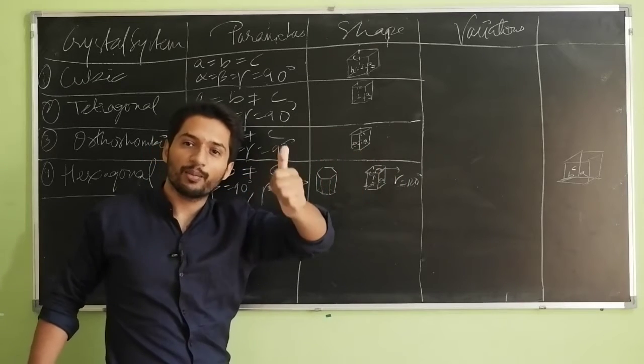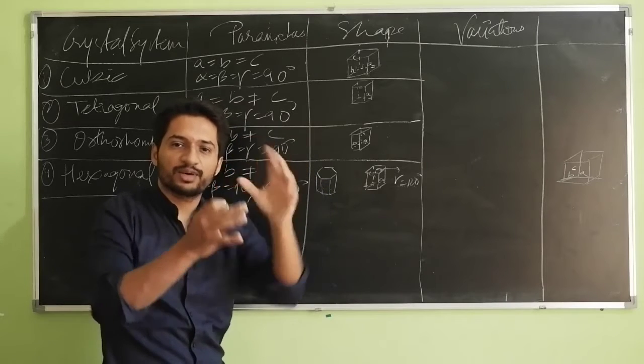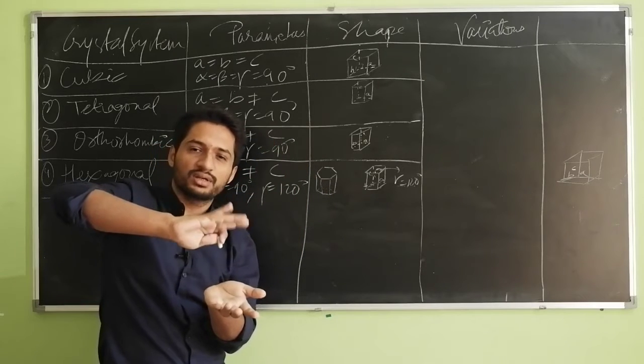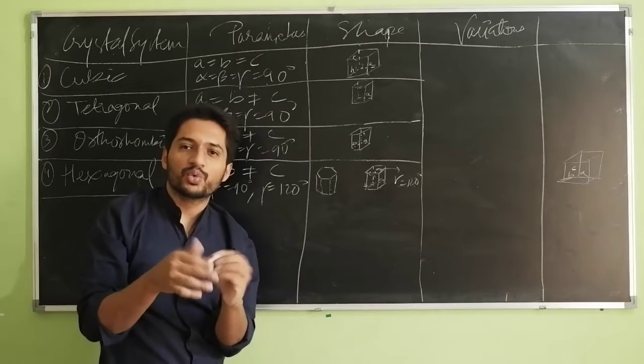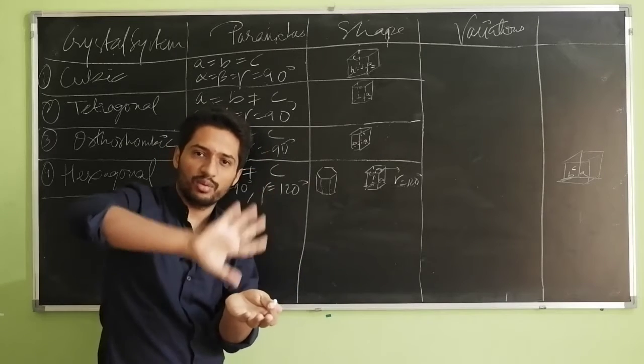So prism, what are prism? Prism are two surfaces, same surfaces, separated by rectangular plates. So like we have triangular prism. What do we have in triangular prism? We have triangles separated by rectangular plates.